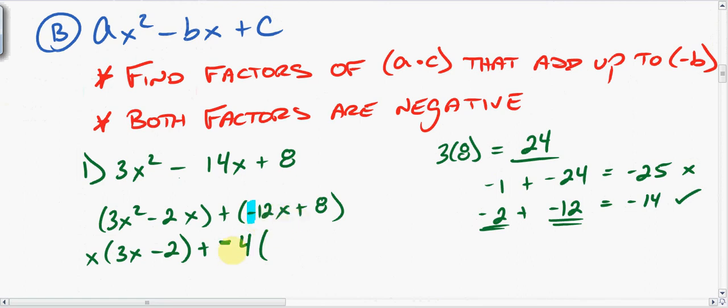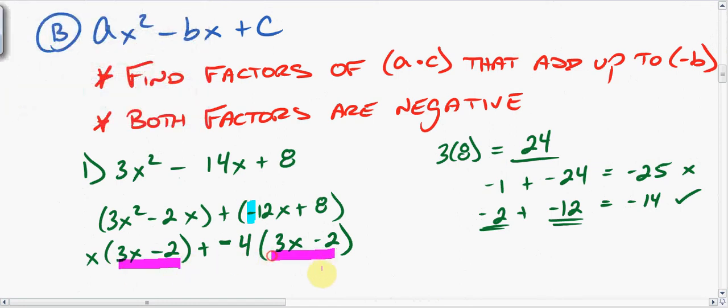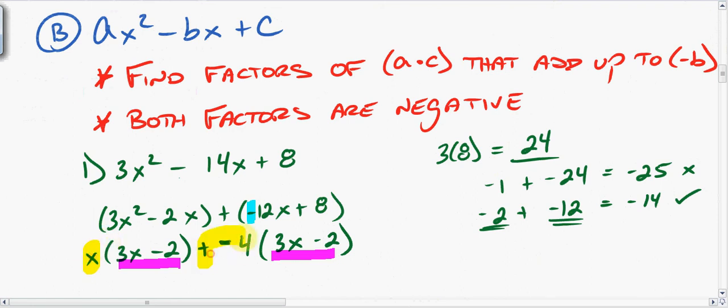So negative 12x divided by negative 4 is positive 3x. 8 divided by negative 4 is negative 2. You can see that our two quantities are the same, as they should be, and we're going to look at this outside information as well. If you did not pull out a negative and you pulled out a positive, you would have a negative 3x plus 2. So it would be almost the same. You would just have opposite signs.